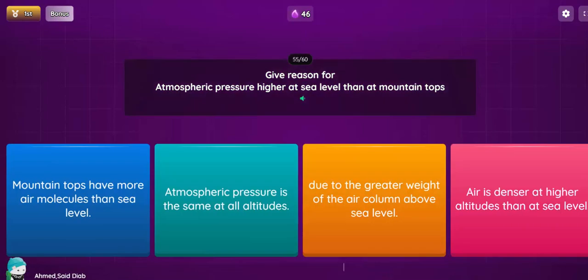Question: give reason for atmospheric pressure higher at sea level than at mountain tops. Option 1: mountain tops have more air molecules than sea level. Option 2: atmospheric pressure is the same at all altitudes. Option 3: due to the greater weight of the air column above sea level. Option 4: air is denser at higher altitudes than at sea level.